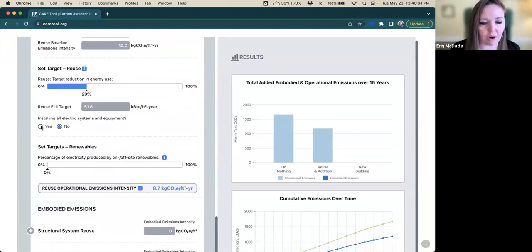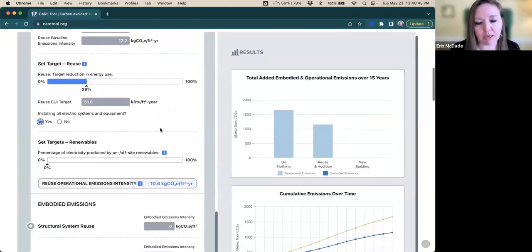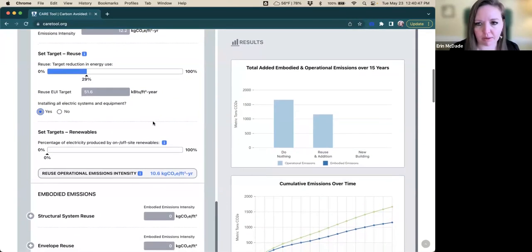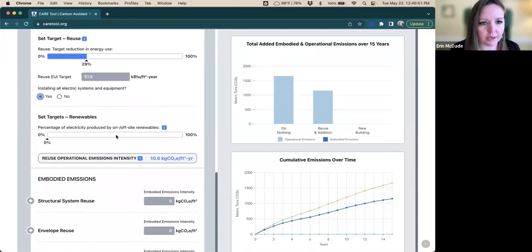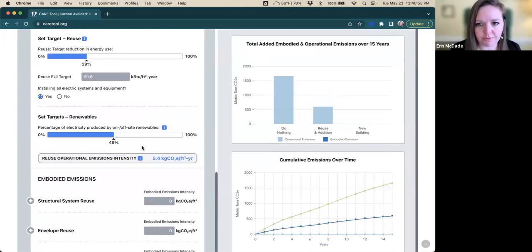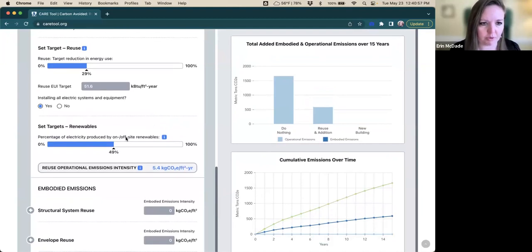So I'm going to say that we are electrifying this building. And so we can see that that is going to drop it down a little bit. Means the grid is still not super clean. And we can go clean the grid up on that first tab if we want to look at what it would look like with a clean grid. So we can say, because it's all electric, we're going to generate and procure 50% of that with renewables.